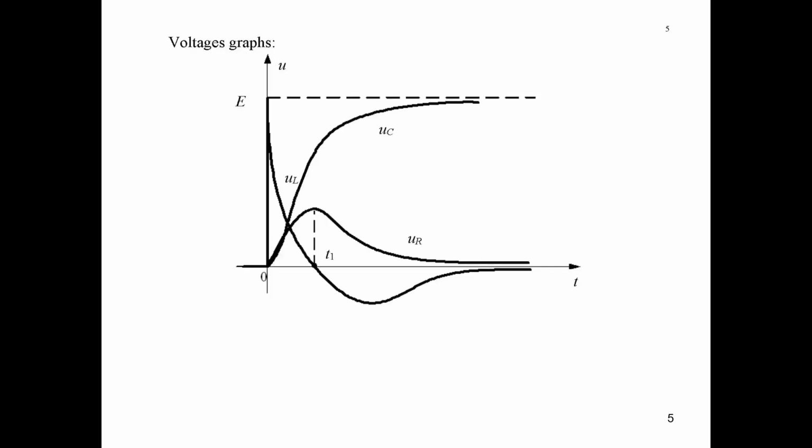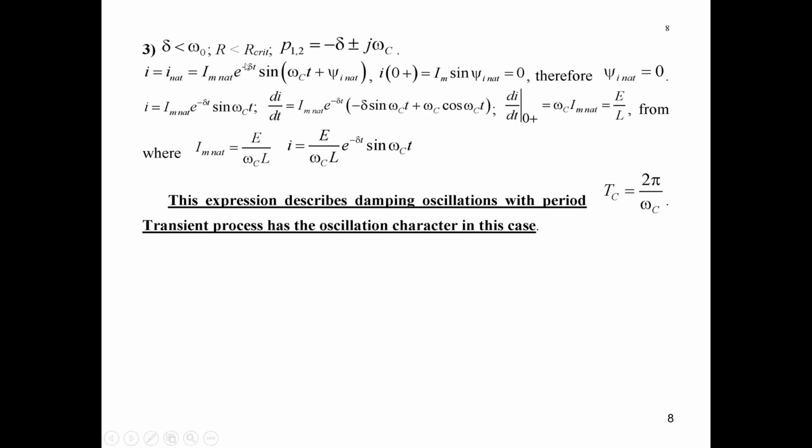Let's consider now the case when delta is less than omega 0 and R is less than the critical level, and we have complex roots of the characteristic equation. It's p1,2 equal to minus delta plus or minus j omega c. j is the imaginary unit equal to square root of minus 1. In such a case, it was shown in previous lectures that i equals i natural, because i forced will be equal to 0, and it will be equal to I maximum natural multiplied by e to the minus delta t multiplied by sine of omega c t plus psi natural.